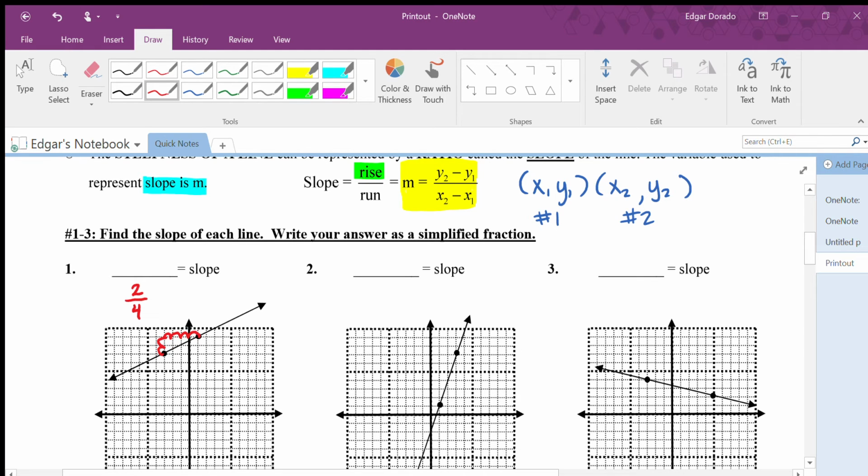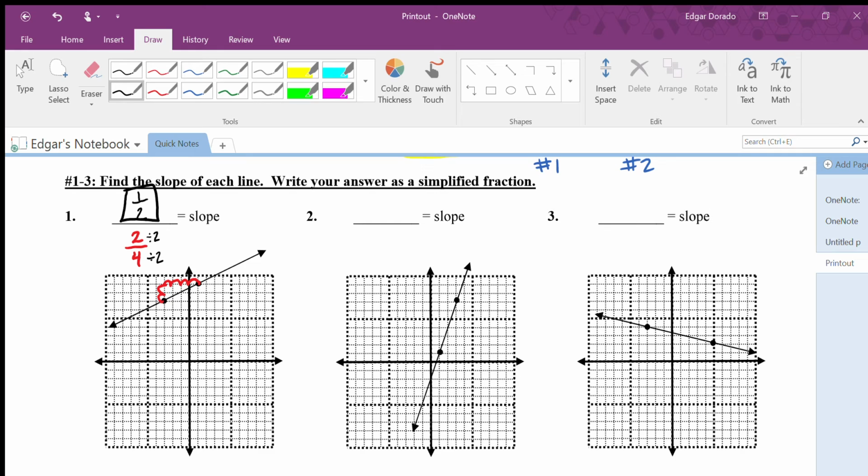So 2 over 4. In this particular case, that actually reduces. The reduced form of that is 1/2. If you're not sure how I reduce that, these both have a 2 in common. So if I divide each of those by 2, I get 1/2. Let's go ahead and do number 2.